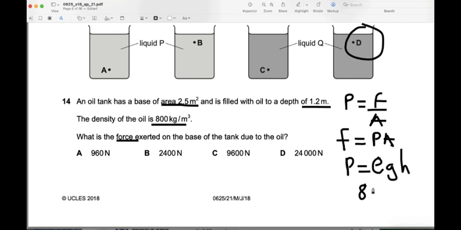Okay, so we have 800, which is the density, kilogram per meter cube, times the gravity, which is always 10. They will not give you, but you should know. Times 10. Then times the height, which is 1.2. So what is the pressure?